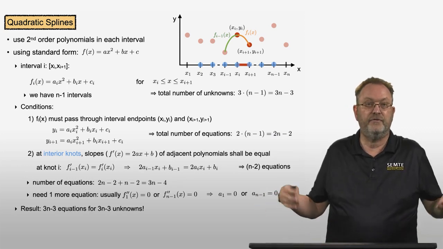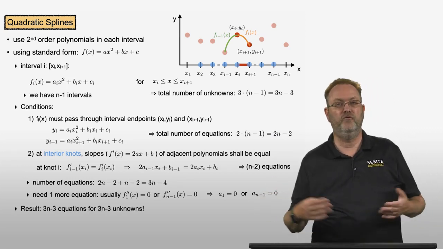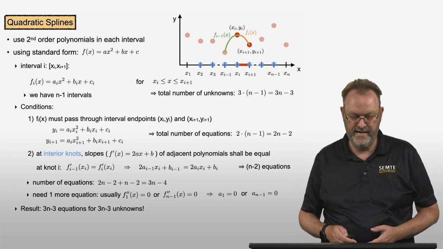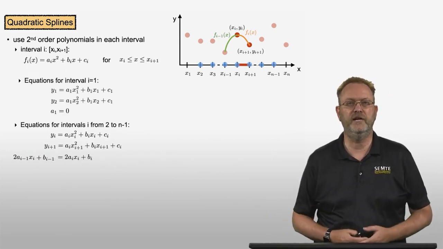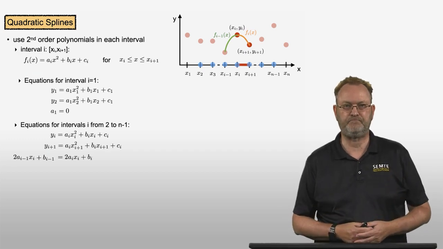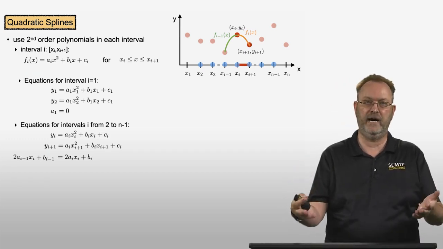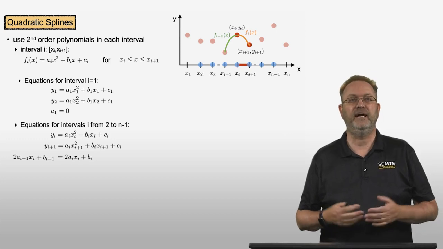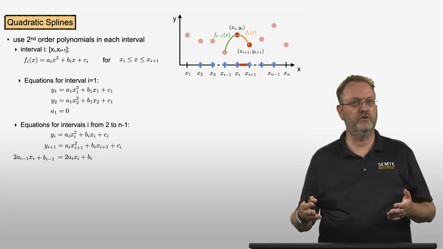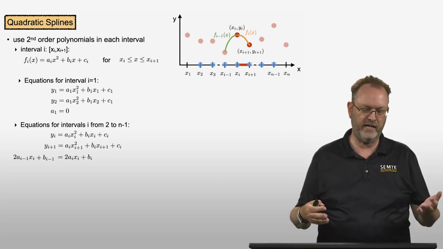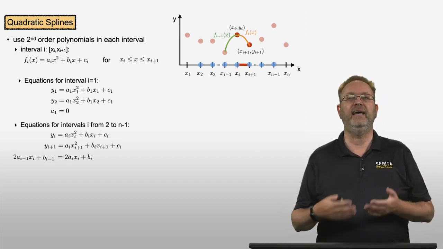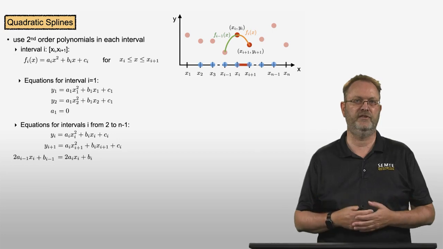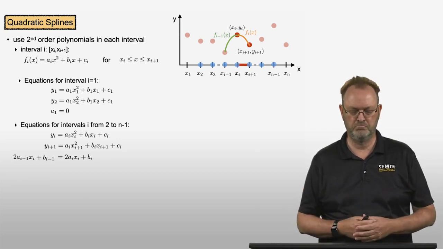So now I have 3n minus 3 equations for my 3n minus 3 unknowns. So here are these equations just reorganized. For interval 1, I have that the first polynomial has to go through the two data values x1, y1, x2, y2. And I'm having the condition that a1, that coefficient there in the first interval, is equal to 0.